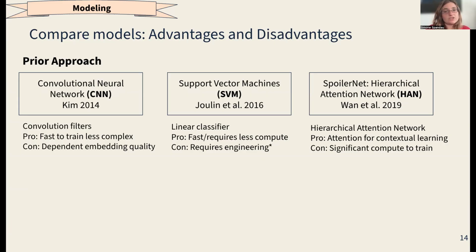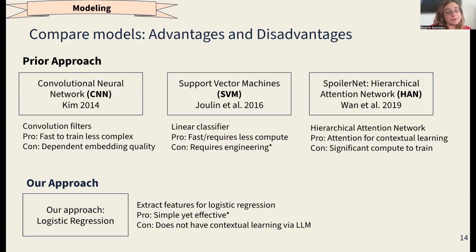So we had initially attempted to train a similar network to this, but because we didn't have the compute resources, we decided to go with a much simpler model, which is logistic regression. This was very simple, yet we had pretty effective results. The main con, though, is that it does not have the contextual learning from large language models like SpoilerNet does. So, yeah.